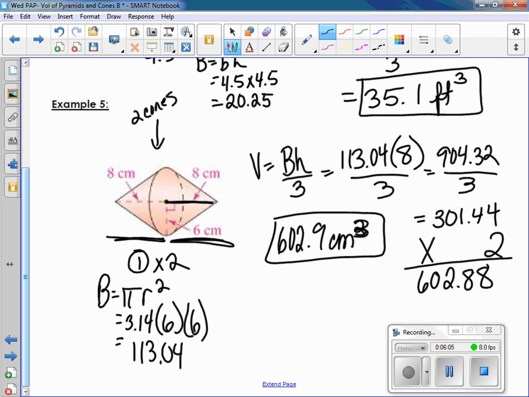All right, so those are the notes over finding the volume of pyramids and cones. Remember, this is just the how. If you want to know why, you need to go watch the other 2 videos that I posted that demonstrate why we divide by 3.